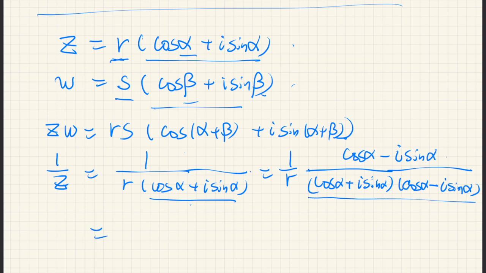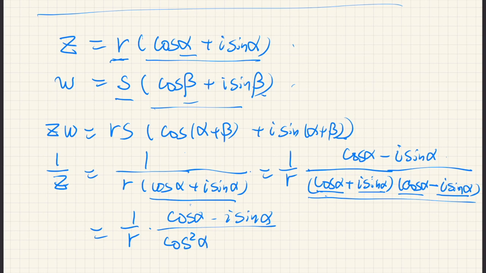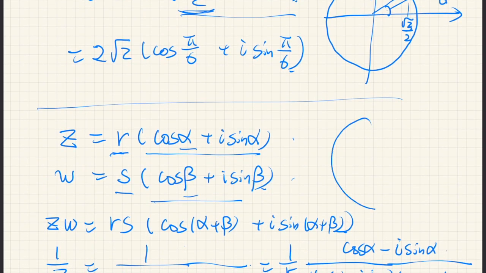Now calculate this. So it's cosine alpha plus I sine alpha times cosine alpha minus I sine alpha. So that becomes cosine squared alpha. So minus I times minus I becomes positive 1, so that's sine squared alpha. But what is this? It's equal to 1. See? So we are considering a unit circle.